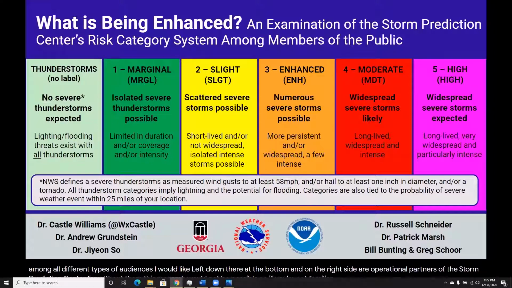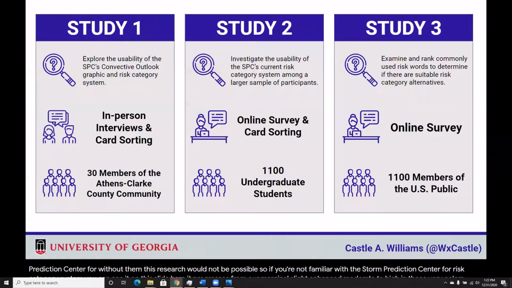If you're not familiar with the Storm Prediction Center's risk category system, you can see it on this slide here. It progresses from marginal, slight, enhanced, moderate to high in those very colors. What I was really interested in doing was exploring the usability of this risk category system. And I did so through 3 separate studies.